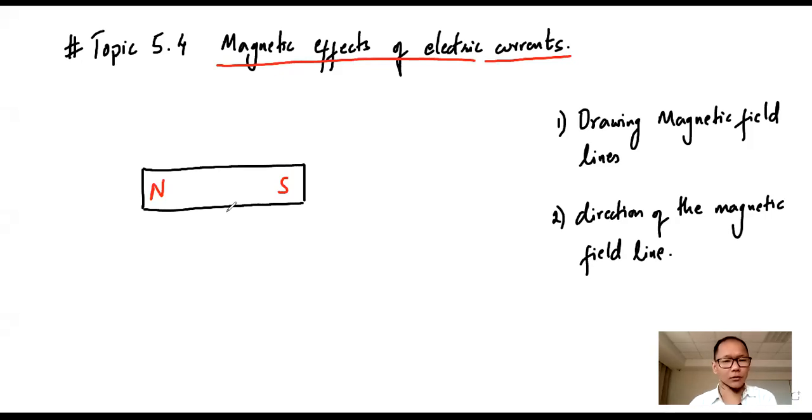Now let us assume we have a bar magnet here, and you all know that the magnet will have two poles. One is the north pole and the other is the south pole. The first task that we're going to do here is to draw the magnetic field lines. When you're given a magnet with two poles, how do we draw a magnetic field line? That's our first task.